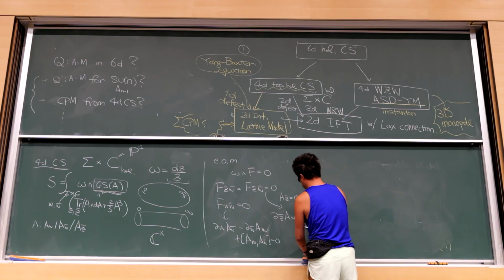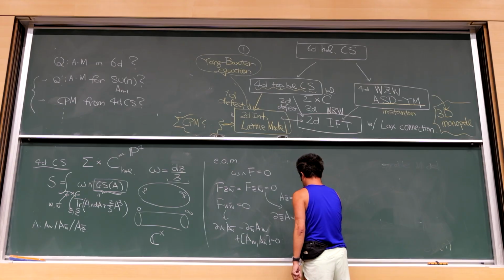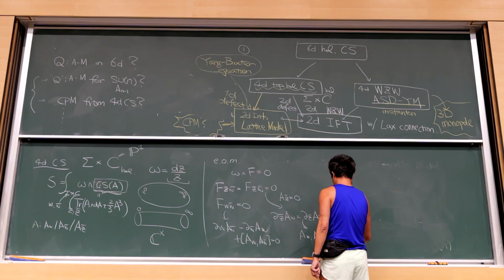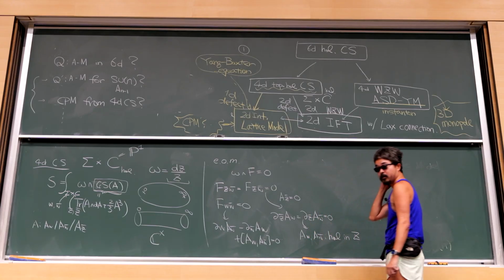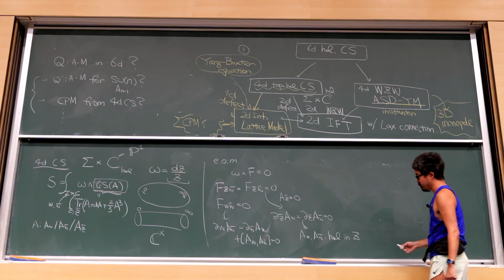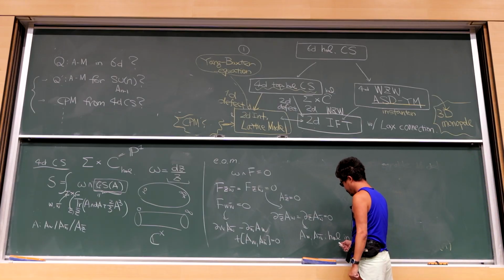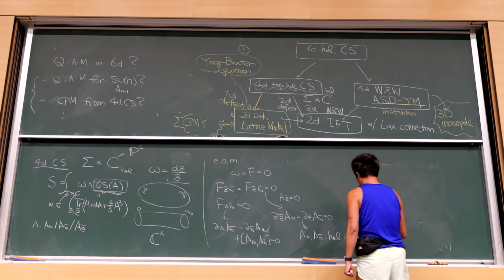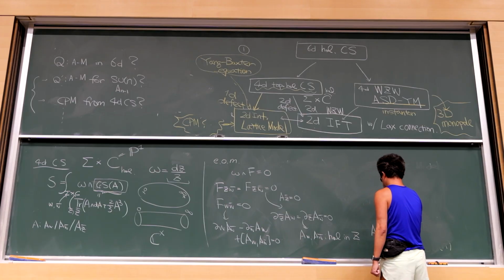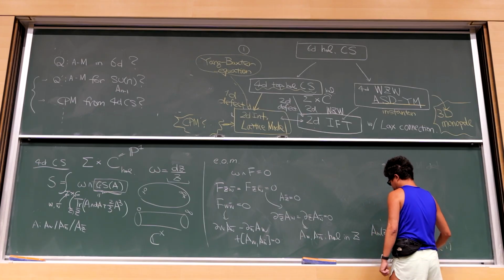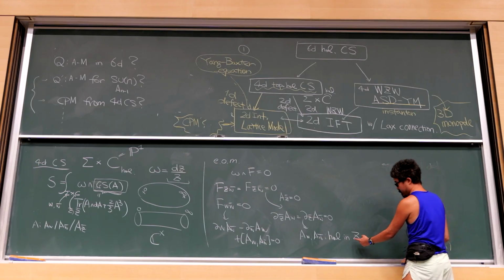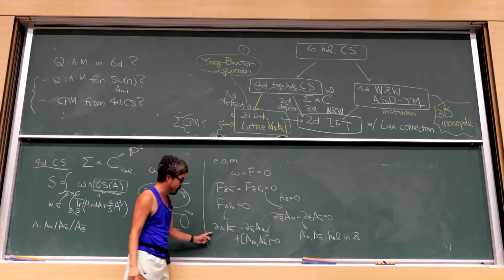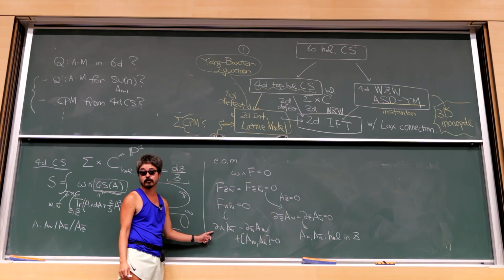Now, this equation means that A_w̄ is holomorphic in z. So a priori, it depends on both z and z̄, but there is no z̄ dependence because the derivative is 0. So I can write A_w(z). As far as the z dependence is concerned, it depends only on z, but not on z̄, and it satisfies this flat connection equation.